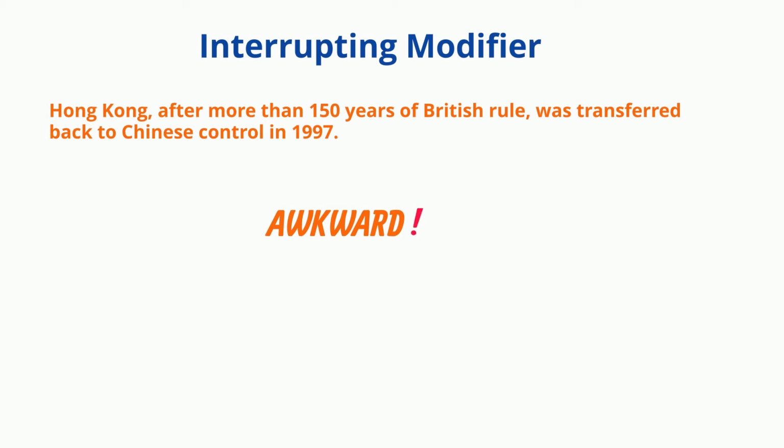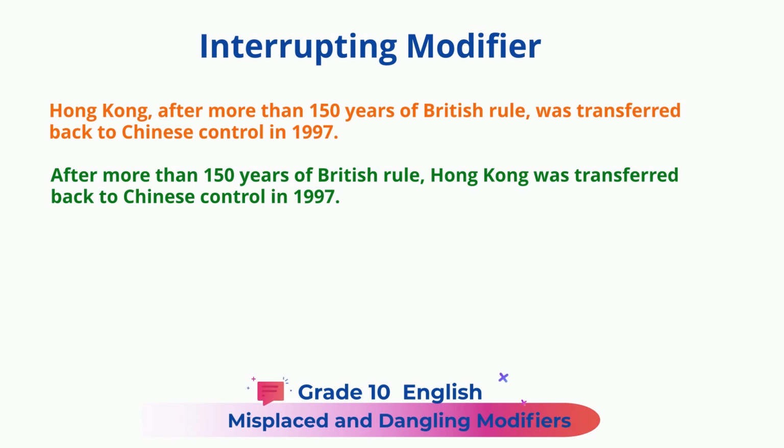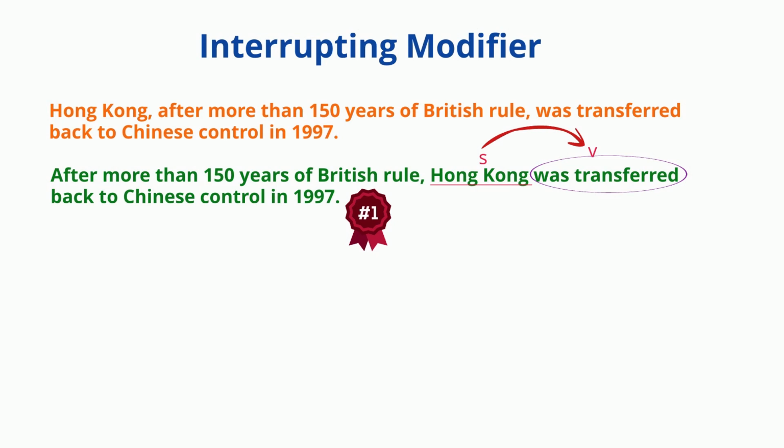A little awkward. A better version of this sentence reads, after more than 150 years of British rule, Hong Kong was transferred back to Chinese control in 1997. Clearer. Notice that the second sentence features a smooth, uninterrupted transition from subject, Hong Kong, to verb, was transferred.